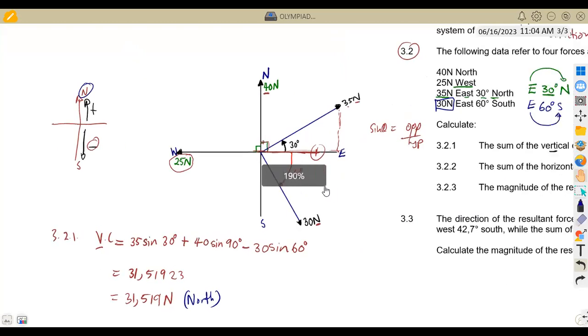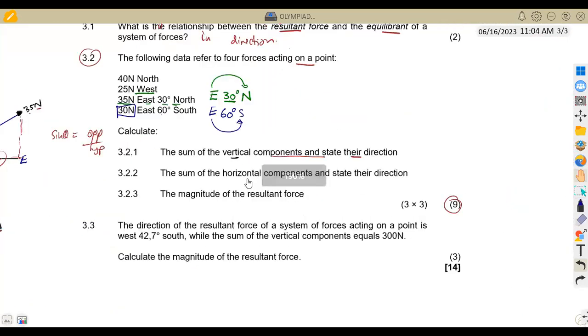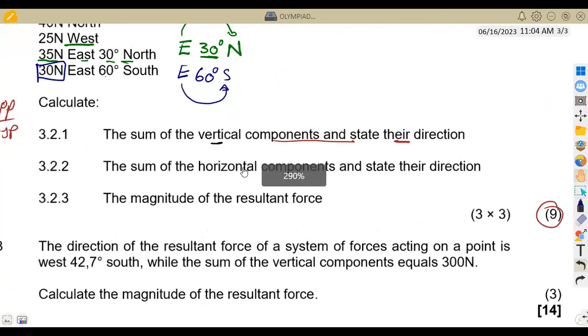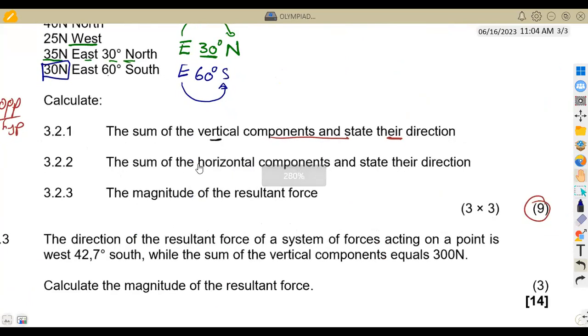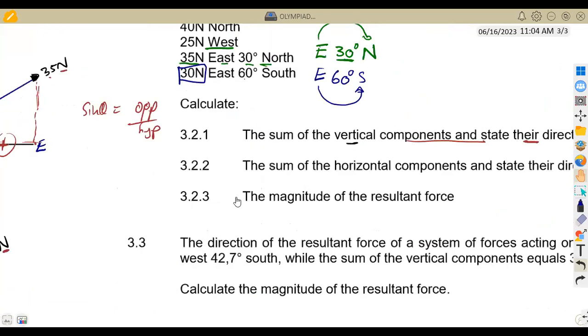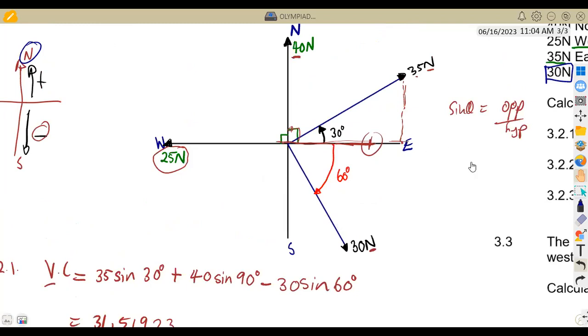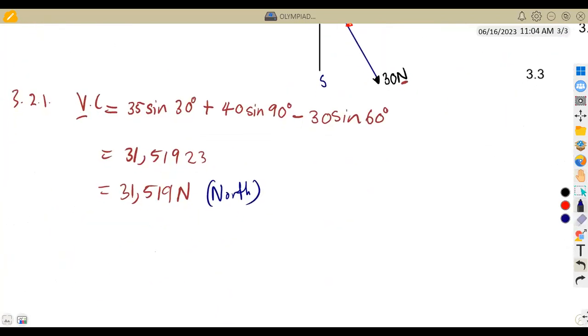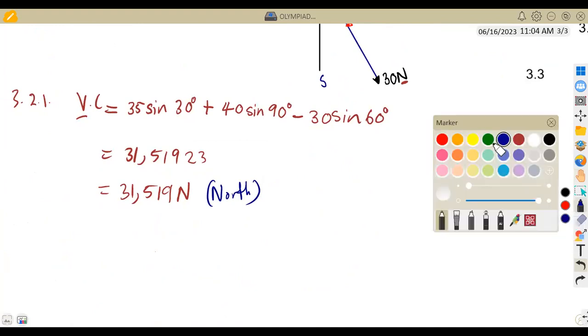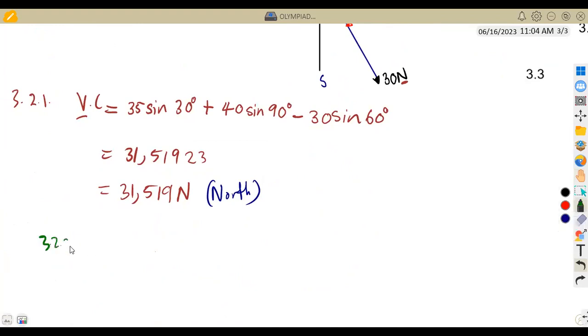The other part of our question 3.22 was to calculate the sum of the horizontal components now and state their direction. All right, so what are we going to have for the horizontal components? These are the ones which use the cosine of theta. So we are going to consider this time the cosine of theta as our horizontal components. Like I say, they use the cosine of theta, vertical components, the sine of theta.